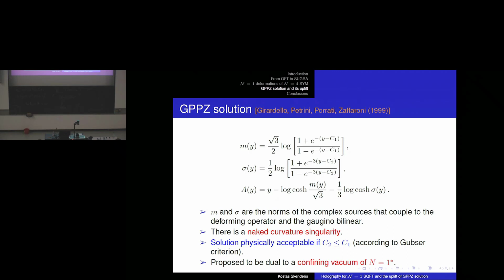So the GPPZ solution was meant to describe this mass deformation. The solution is explicitly given here. So here, m and sigma are the norms of the complex sources that couple to the deforming operator in the fermion bilinear that I described earlier. The solution has a naked singularity, but the solution should be acceptable if these integration constants C2 and C1 are ordered in this fashion, if one uses Gubser's criterion. And the solution, again, was proposed to describe one of the confining vacua of N equals 1 star. Notice, however, that it has a naked singularity.